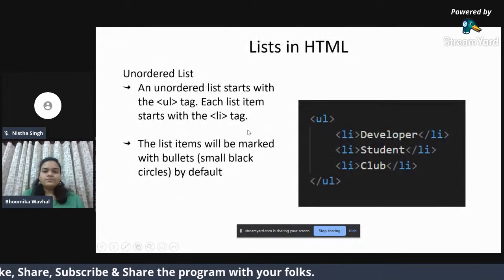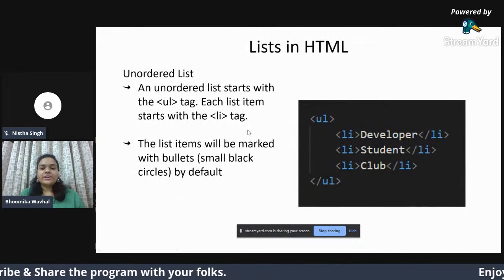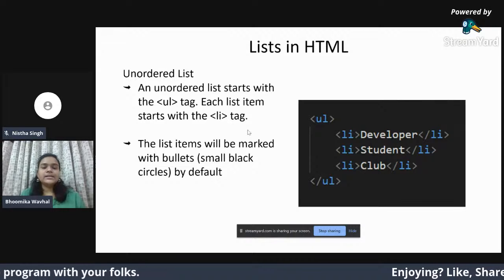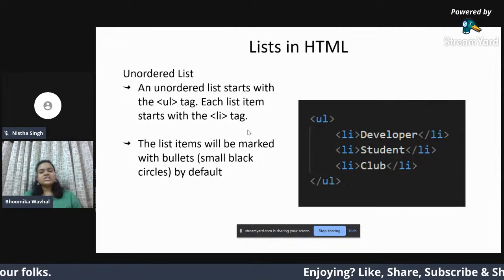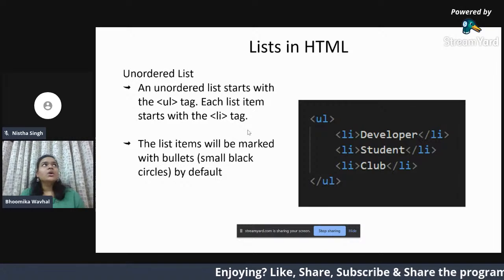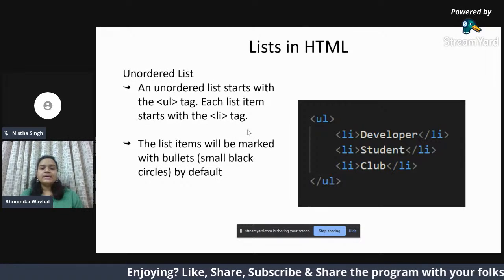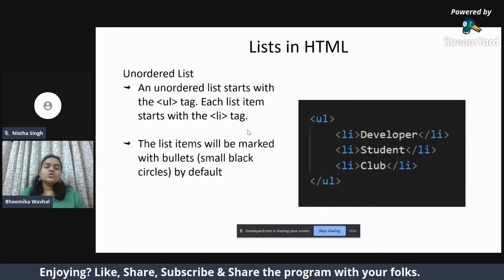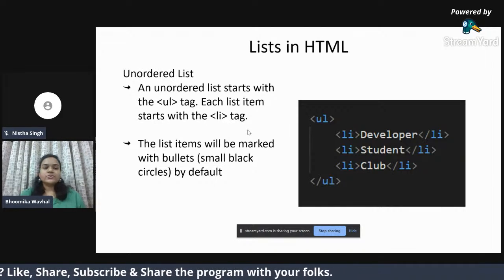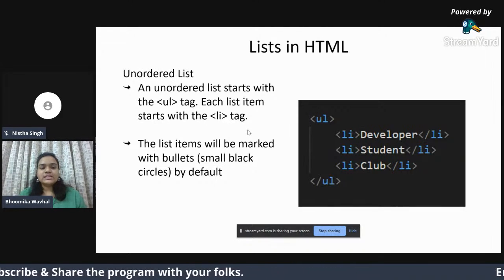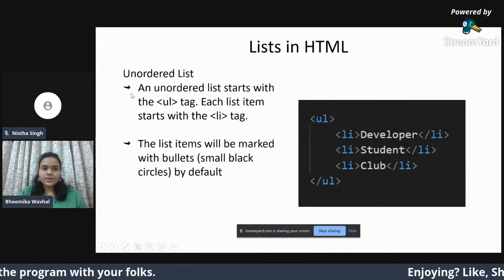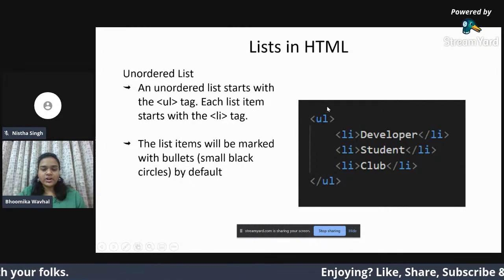Now, this is my most favorite part of HTML, the lists. HTML has two types of lists: one is the ordered list and the other is the unordered list. Let's talk about the unordered list first. An unordered list starts with the ul tag: u for unordered and l for list.